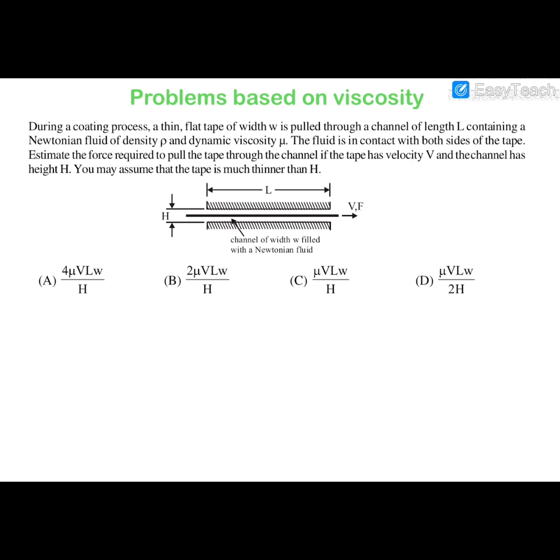In fact, this tape is passed or dragged through a channel whose length is L, and this channel is containing a Newtonian fluid of density rho. This fluid is the paint which is to be coated on this tape, and the dynamic viscosity of the fluid is mu, which is the viscosity coefficient. This fluid is in contact with both sides of the tape, and we have to apply some force to pull this tape outside this channel with a constant velocity v.